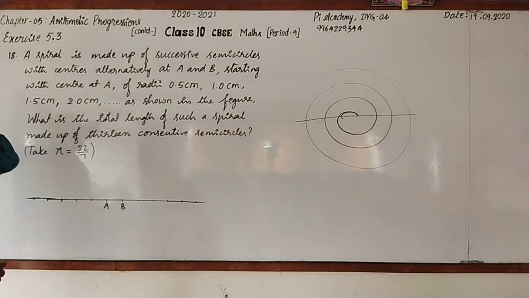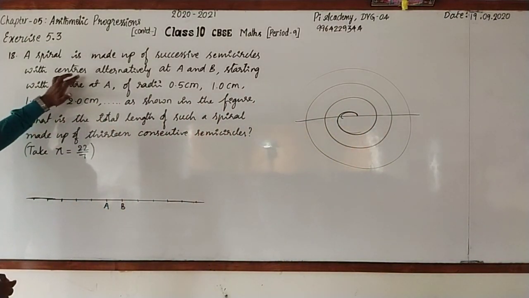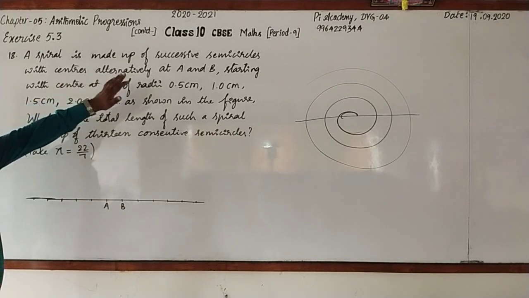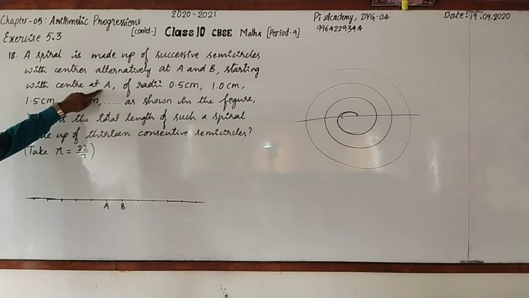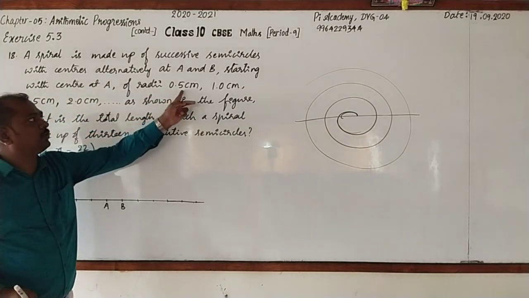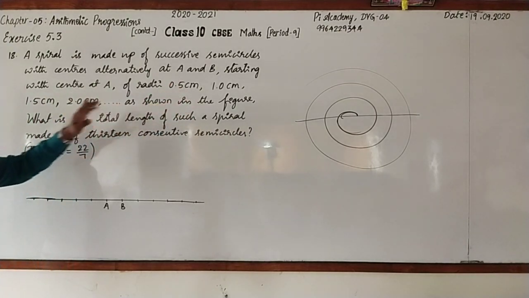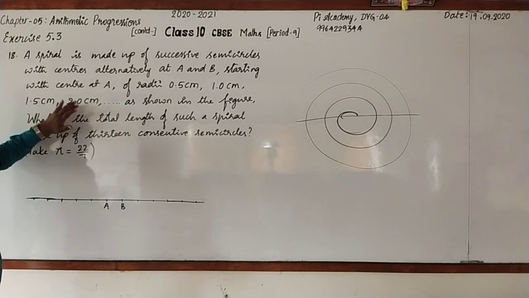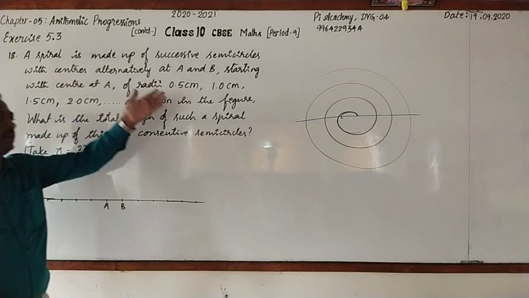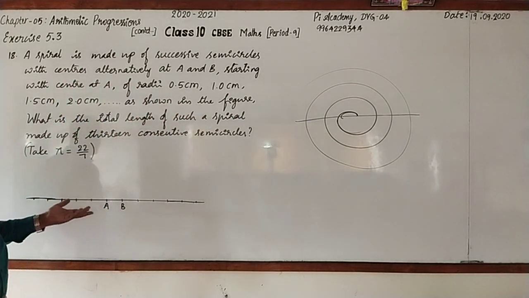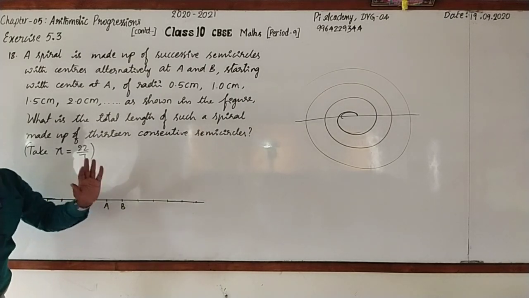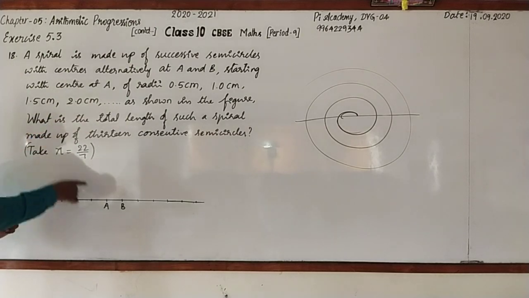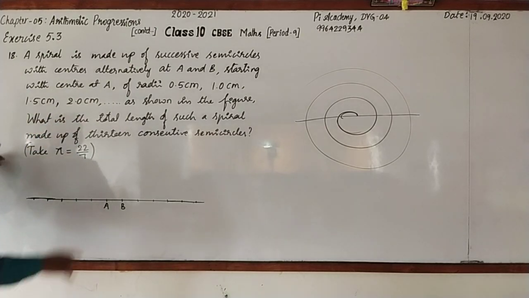A spiral is made up of successive semicircles with centers alternatively at A and B. Starting with center A of radii 0.5 centimeter, then 1 centimeter, 1.5 centimeter, 2, 2.5, 3, and so on, as shown in the figure. The figure has not been drawn. It has not been completed. By understanding this, let us go for drawing that.